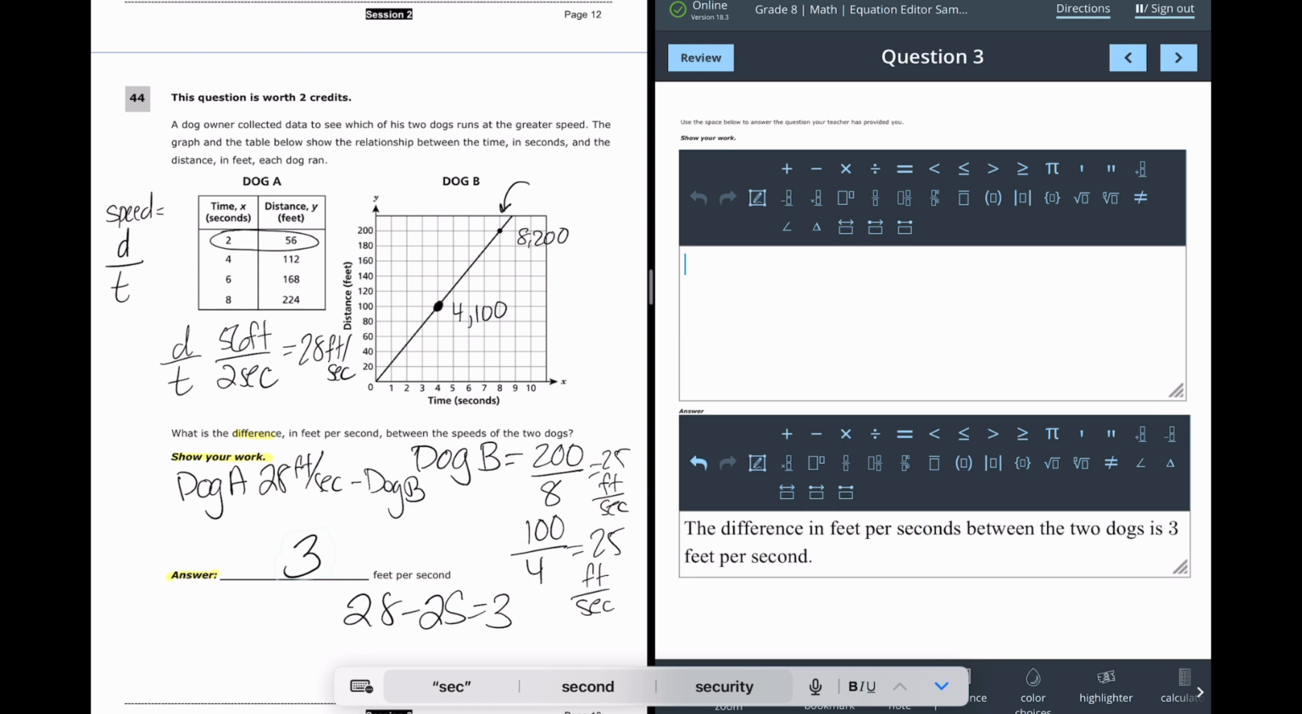Now I have to go into and show how did I find those speeds. So I'm just going to organize it. Let's start with dog A. A rate of, I'll use the first one I use, 56. Let's put feet.